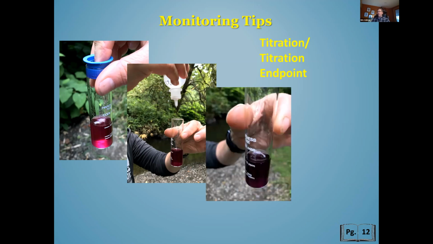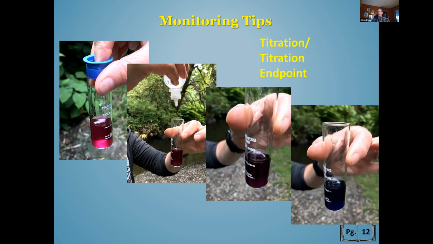You get to what you think is the end, and then you'll add another drop until you don't see any more color change. So for instance, if it took us 5 drops to get to that color on the very far right, and we add 1 more drop and we don't see any more color change, then we would record that as 5 drops. So we don't count the last drop.